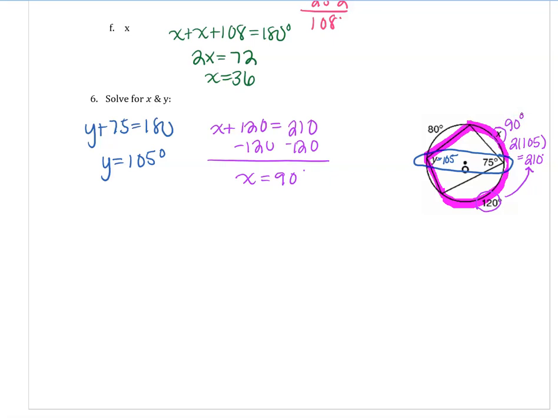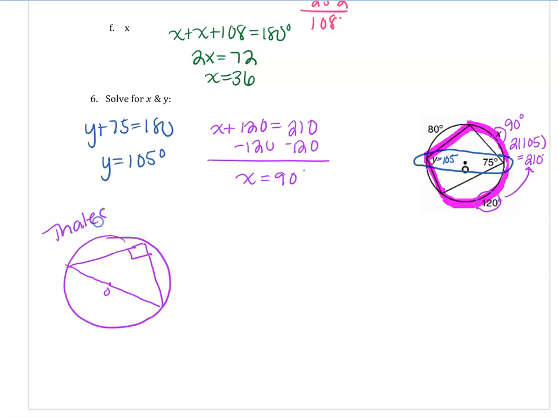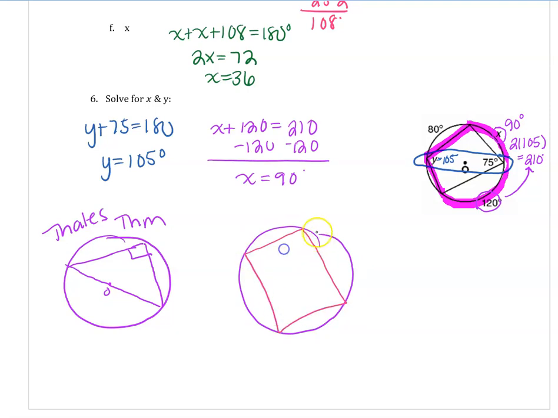All right, and that's the end of our video. So that's the end of Thales' theorem, which again just says that if you have an angle inscribed in a semicircle, then the angle must be 90 degrees. And then the last thing we talked about were cyclic quads. If you have a quadrilateral where the vertices are on the edge of the circle, then it must be true that the opposite angles sum to 180 degrees. All right, and that's the end.